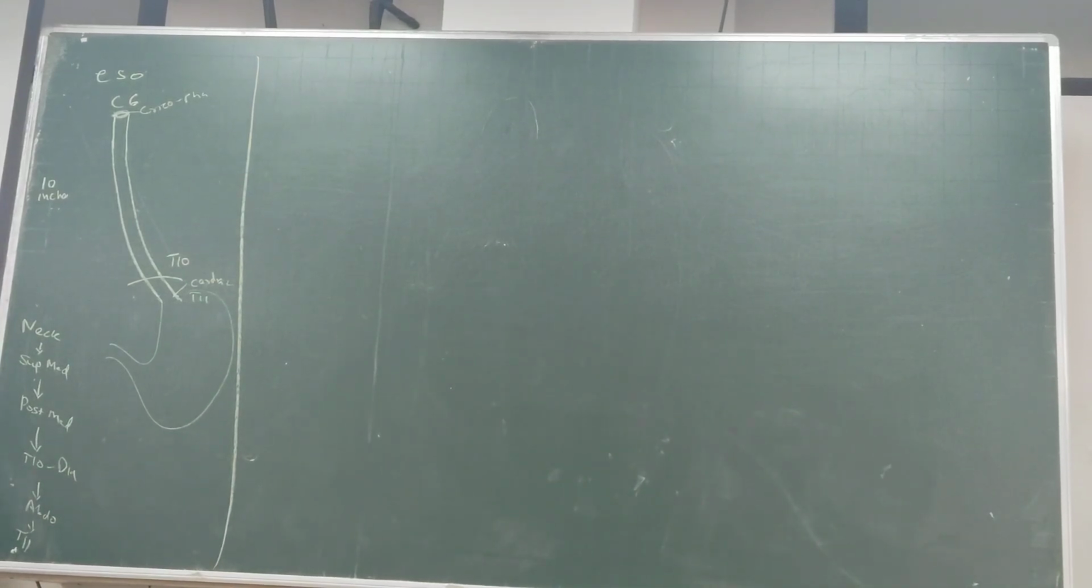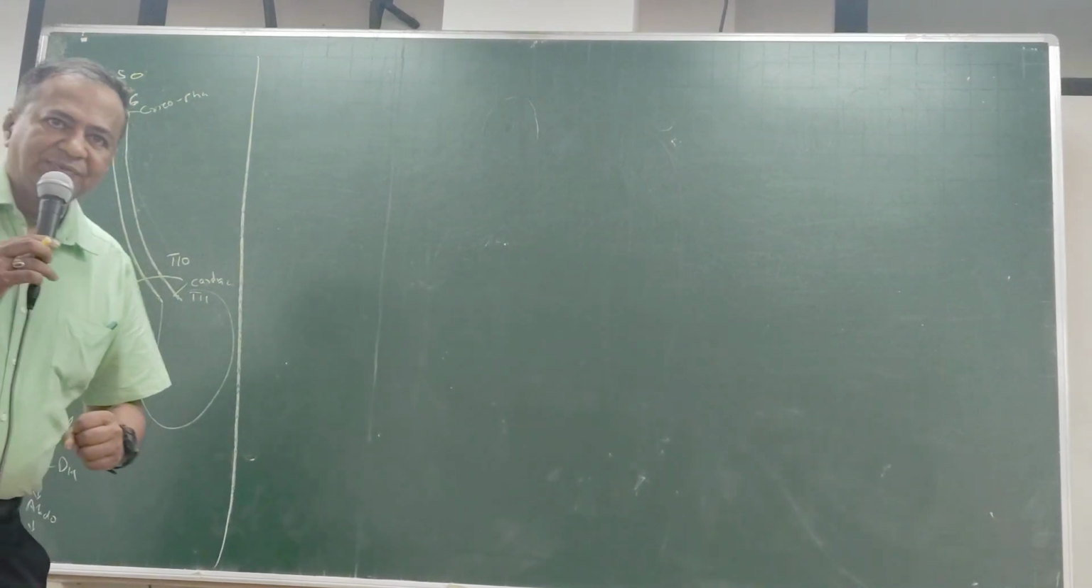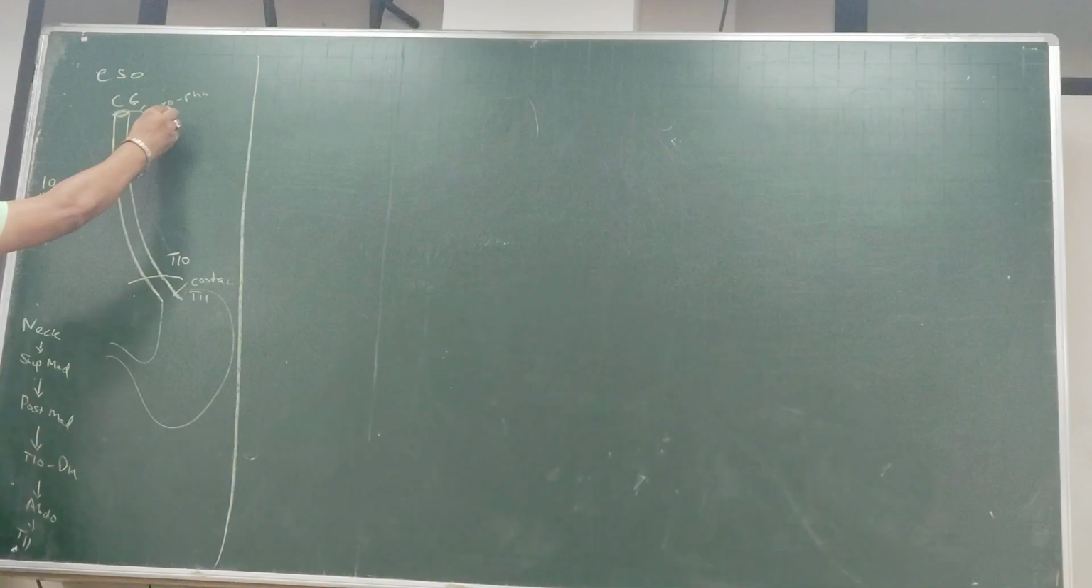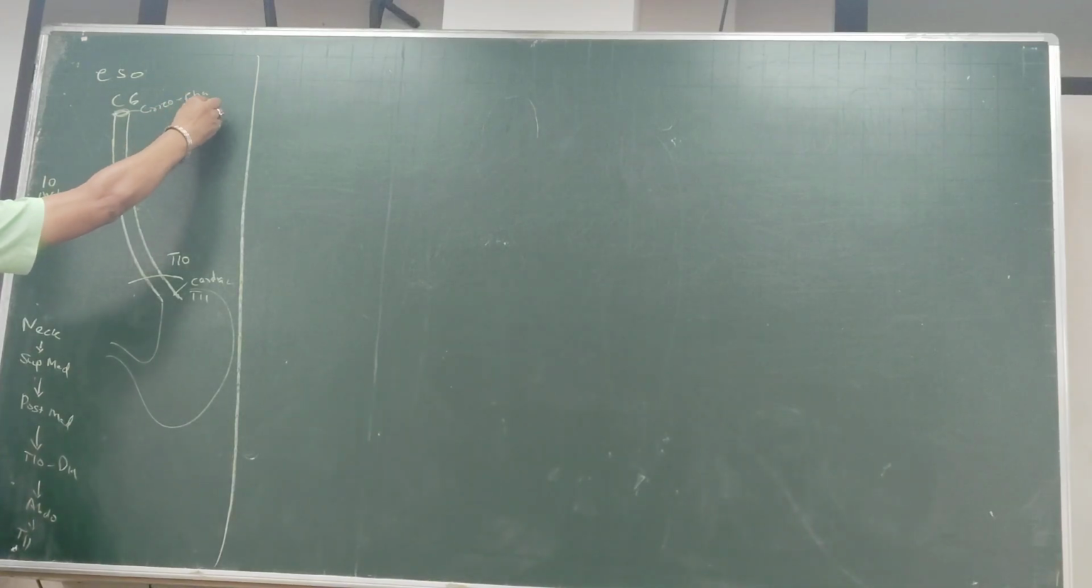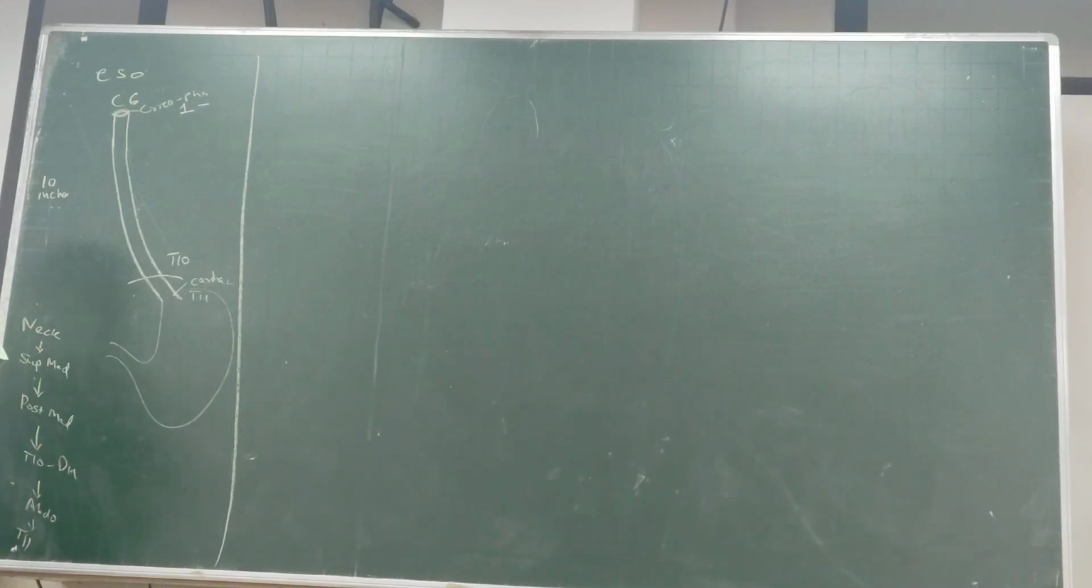Esophagus has four constrictions. The first constriction is here, where there is cricopharyngeus. So when we are putting a Ryle's tube in the stomach, that time we come across the first constriction. Okay, you feel a resistance.